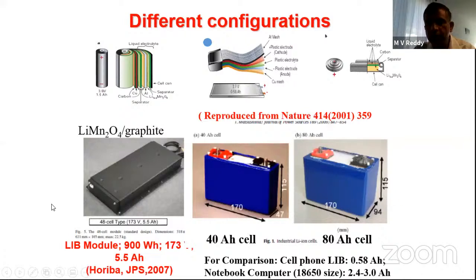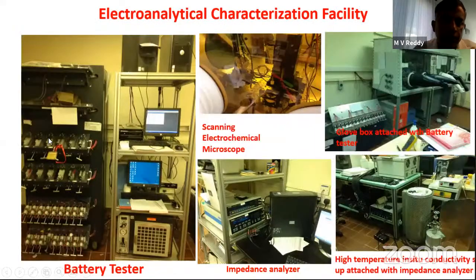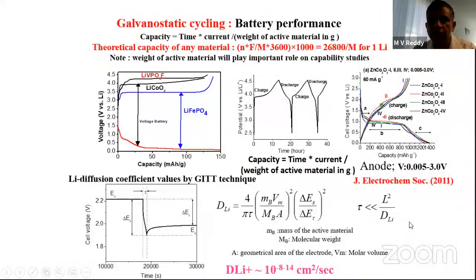Depending on the industry, people use different designs. Here you have to remember, if you go for large scale, safety is a big issue. We need a proper electronic design, and people have to look at the temperature and everything. Various characterization techniques are available, starting from the battery tester here, on the left side, and the glove box, since we are working with lithium, and an impedance analyzer, and a few other techniques.